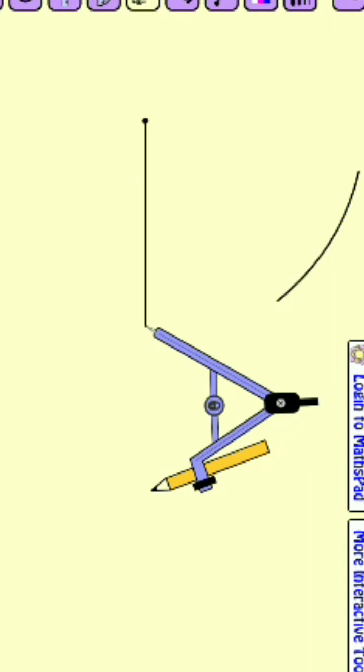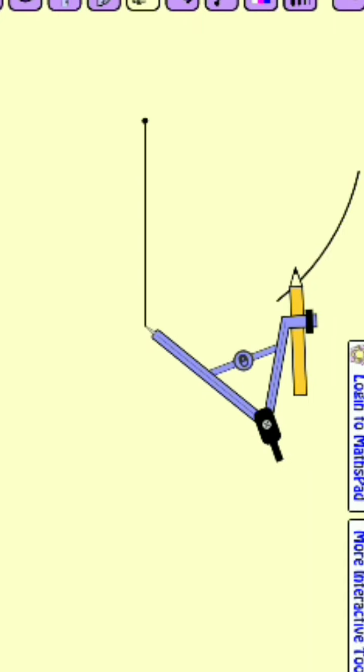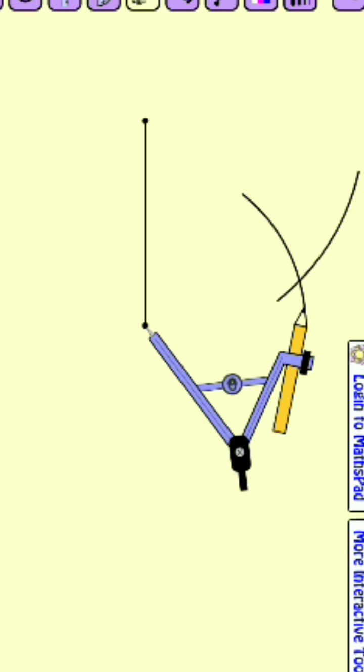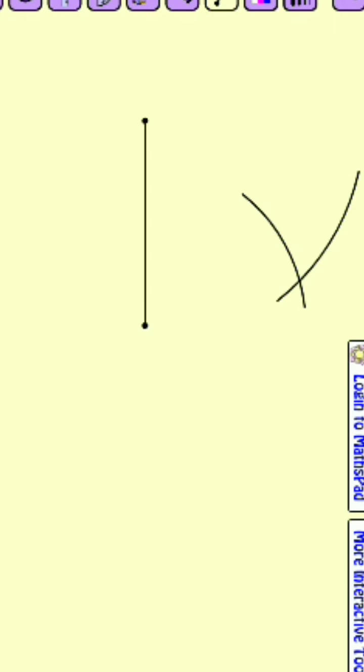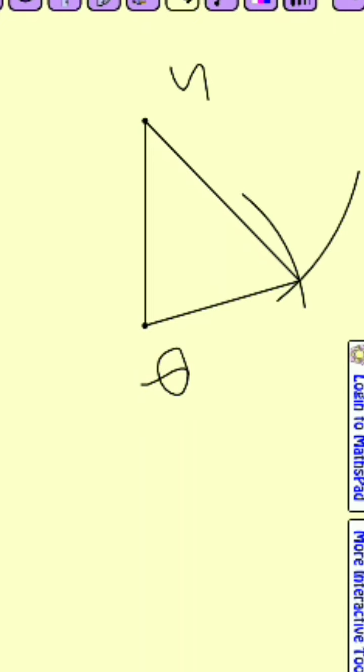Place it on another point and cut the previous arc. Now we can join this intersection point. Name the points S, Q, and this is the point R.